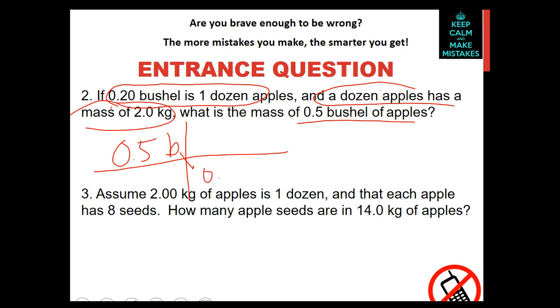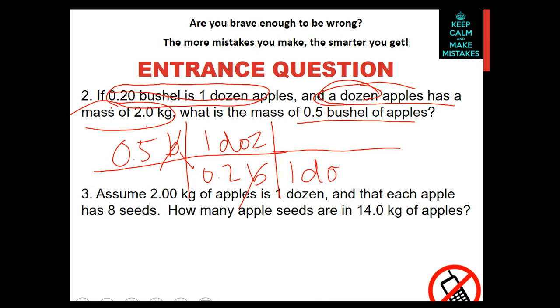So 0.2 bushel for every 1 dozen. So I got rid of bushel. Now I need to get rid of dozen, and I've used this one already. So I see dozen is here. So for every 1 dozen, it has 2.0 kilograms. And so now I'm just going to double check, did all my units cancel that I need to? And yes, I am left with kilograms, which is a unit of mass.